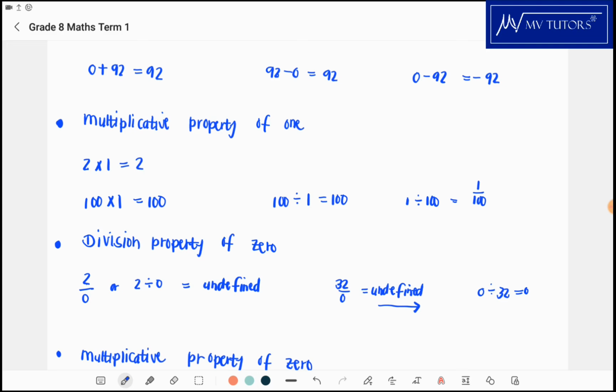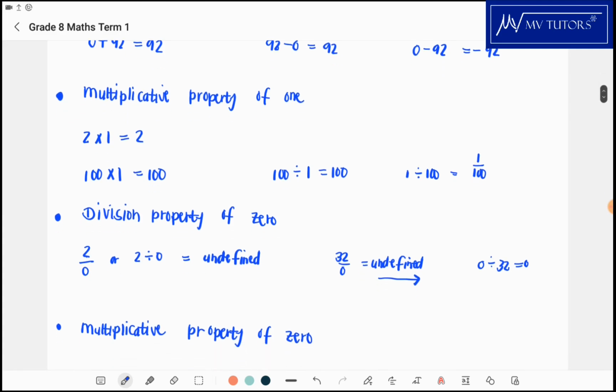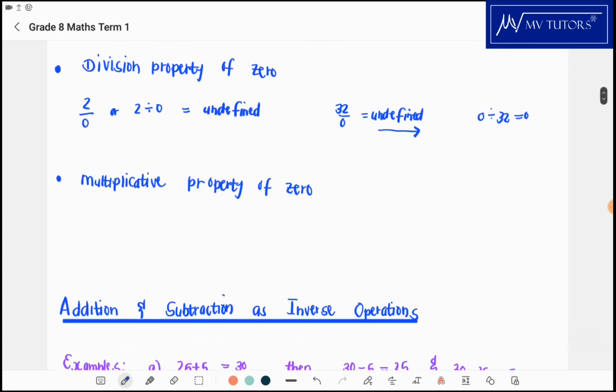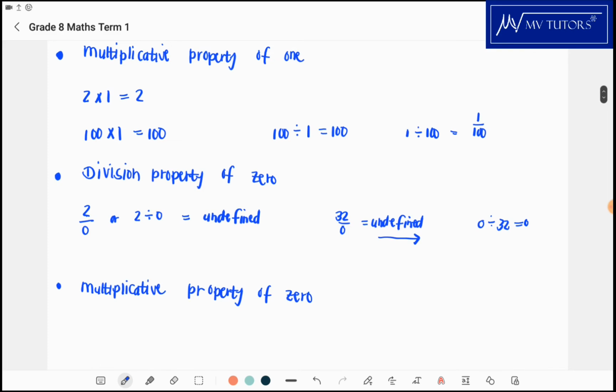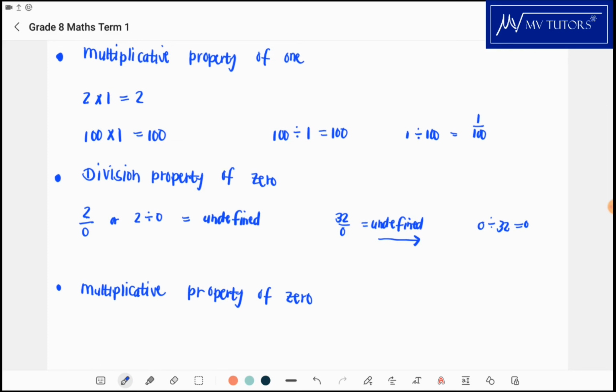Now we're going to look at the multiplicative property of 0. So if you were to multiply any number by 0, what are you expecting? Well, basically, if you're going to multiply by 0, you will get 0. Okay, I'm going to still use 2. So if I have 2 times 0, that's simply going to be 0.